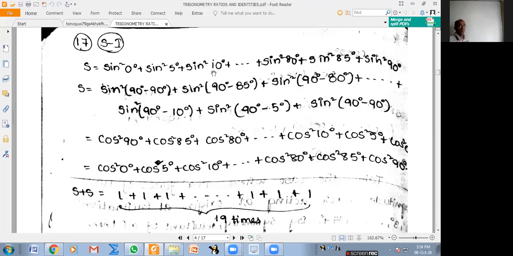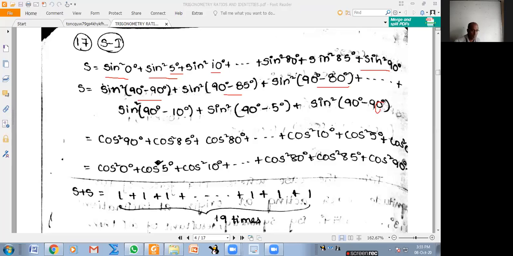All right. So in the 17th question, they are sine square 5 degrees up to sine square 90 degrees. I also wrote sine square 0 degrees, even if it is not there, because anyway it is 0. Now what I have done, this 0 I wrote as 90 minus 90. This 5 I wrote as 90 minus 85. This 10 I wrote as 90 minus 80. And so on. The last 90 I wrote as 90 minus 0.